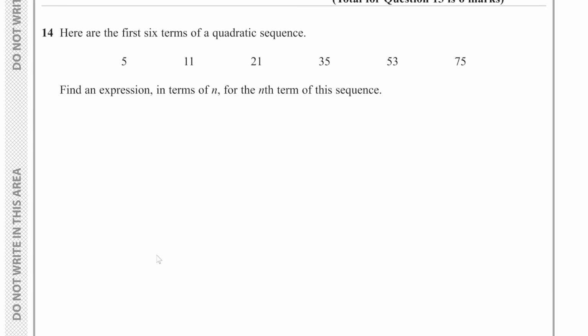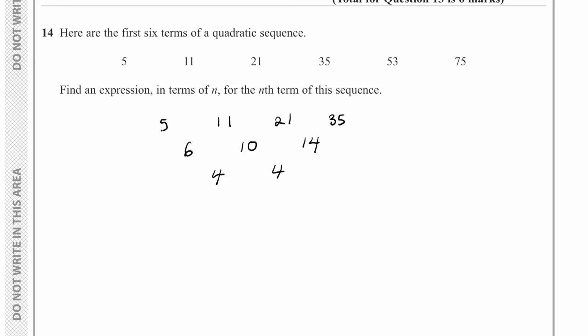Question 14. Here are the first 6 terms of a quadratic sequence. Find an expression in terms of n for the nth term. We've got 5, then 11, then 21, then 35. So the first difference between 5 and 11 is 6. 11 to 21 is 10. And 21 to 35 is 14. The second difference between 6 and 10 is 4, and 10 and 14 is 4.